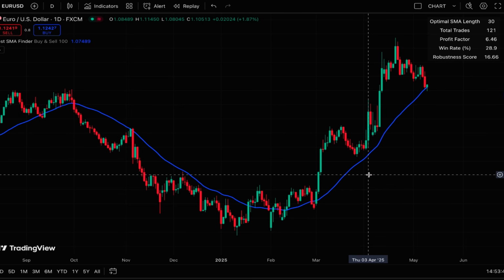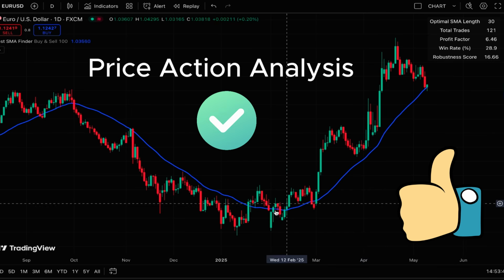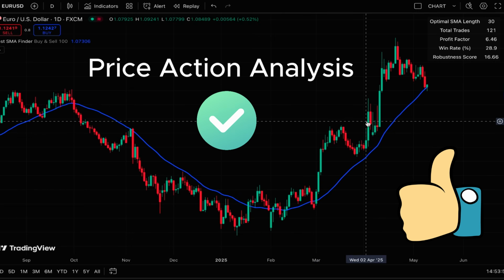The most effective way of analyzing trends is price action analysis, in which you directly work with the price to find patterns that show changes in the market structure.